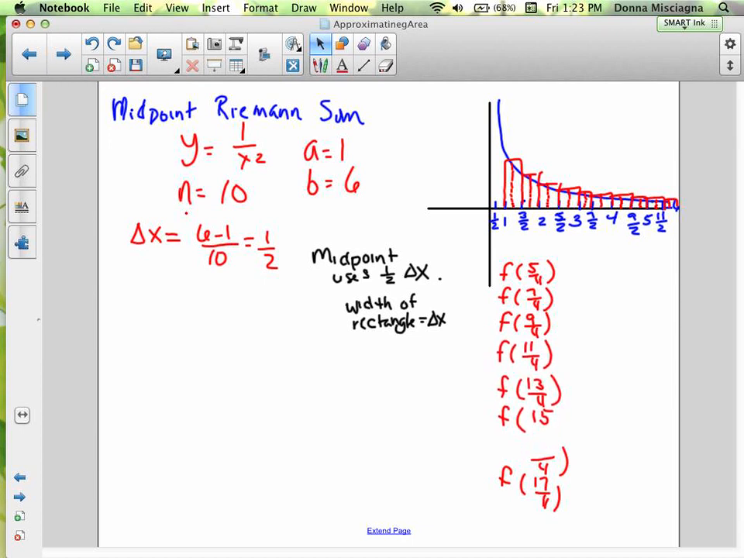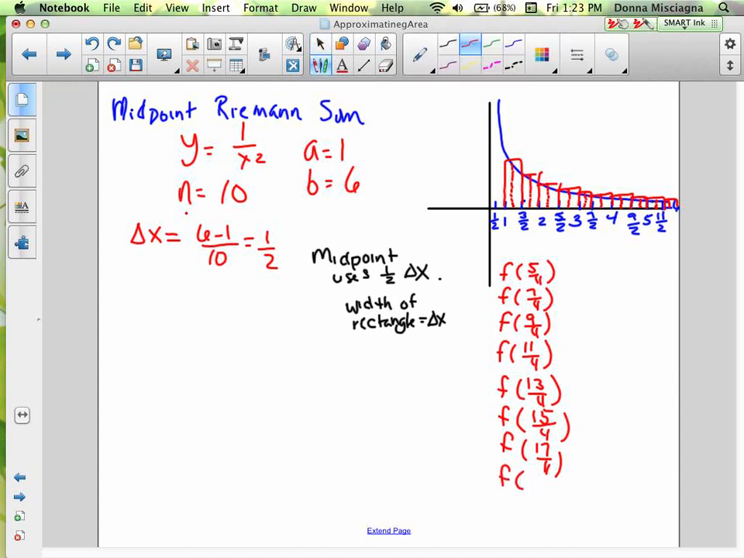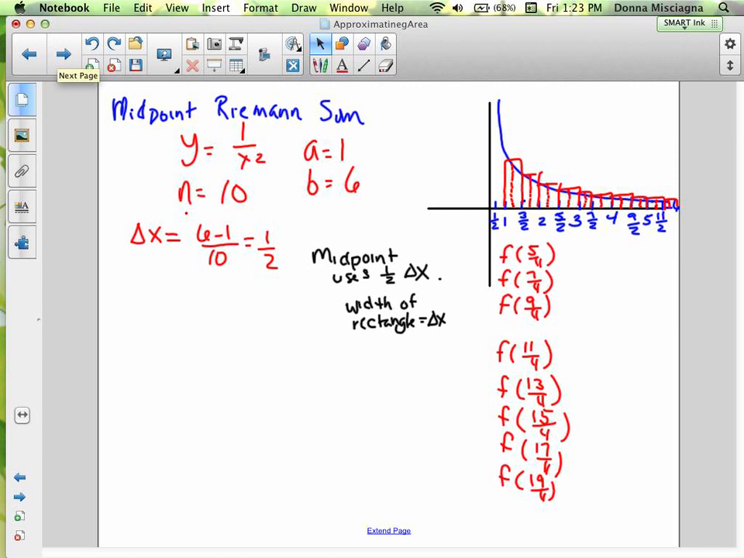And there should, by the way, be 10 values here, right? Because there are 10 subintervals. 1, 2, 3, 4, 5, 6, 7. So we got 8. And then right here, in between 5 and 11/2 would be F of, man, these don't want to fit in here, 21/4.